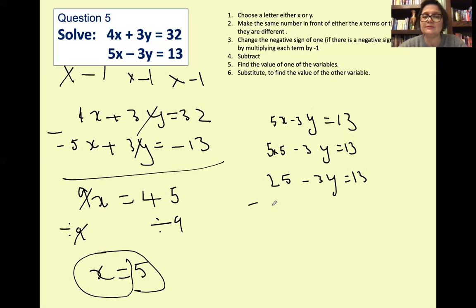Okay, let's get rid of the minus 25. I like to get rid of the numbers that I call loose numbers on the side of the variables. So minus 3y equals 13. Take away 25 becomes minus 12. Divide by minus 3 both sides.